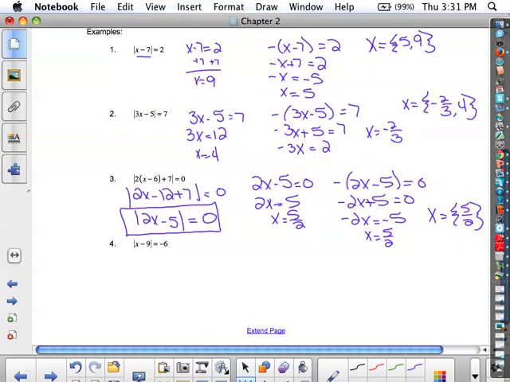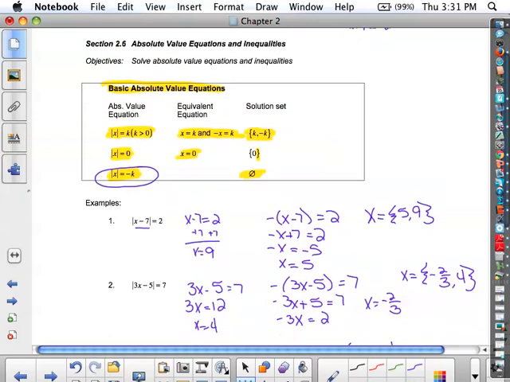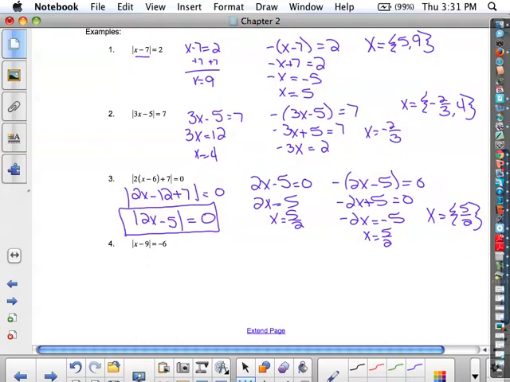The next one, number 4, the absolute value of x minus 9 is equal to negative 6. So if you look at that and you go back up to our definitions, what happens when the absolute value is equal to a negative number? That's the empty set. So there is no solution for that problem.